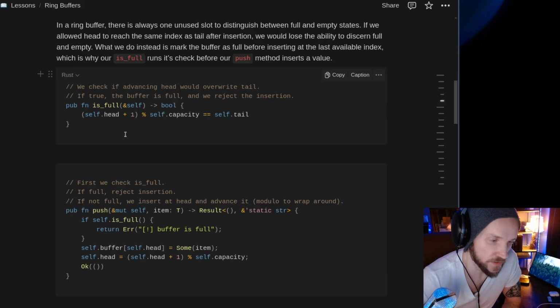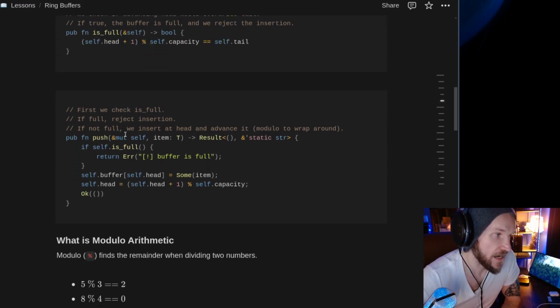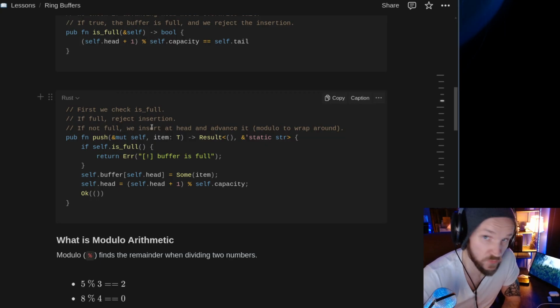Then in our push, we first check if the ring buffer is full. If it's full, we reject the insertion. If it's not, we insert. We have our buffer, we insert some item at head, and then we advance it to the next available index.